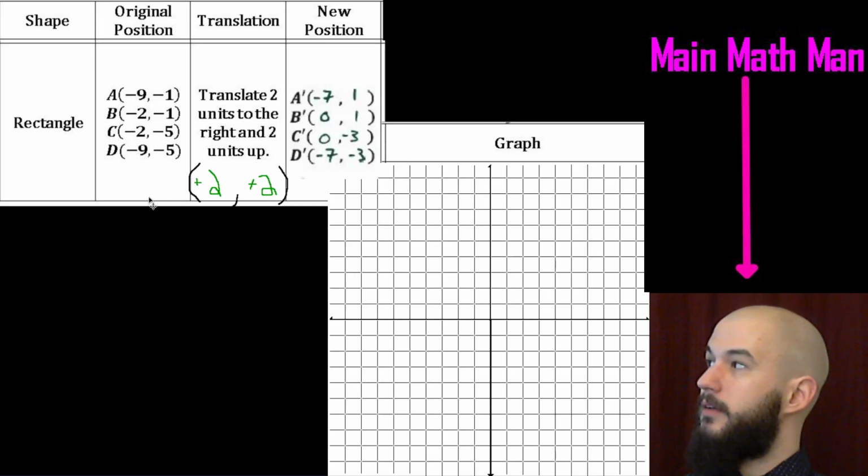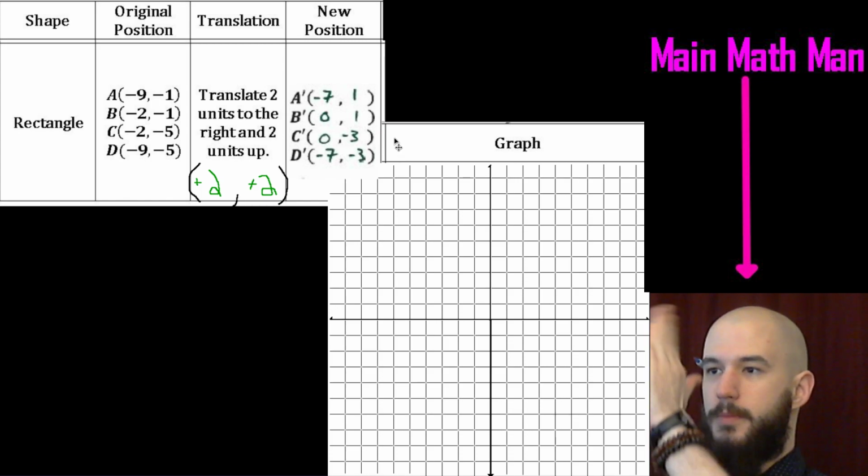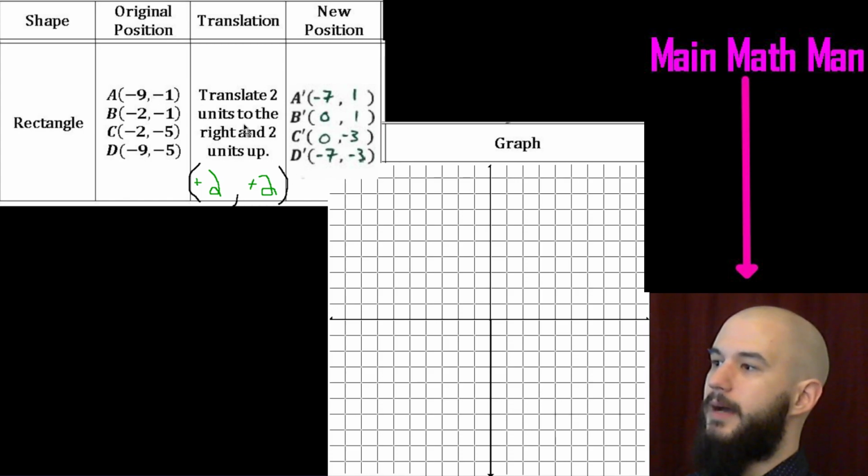For the last one, on translations, it says to translate 2 units to the right and 2 units up. So you have to be able to make kind of like that staircase. We're going 2 up, 2 to the right, 2 up, 2 to the right. So now we have -9 plus 2 is -7, -1 plus 2 is +1.